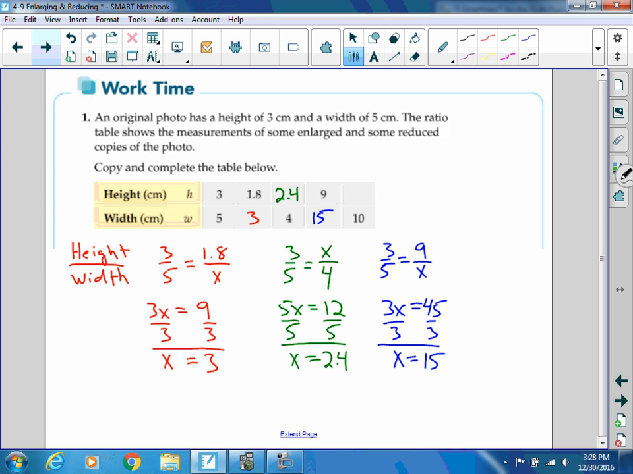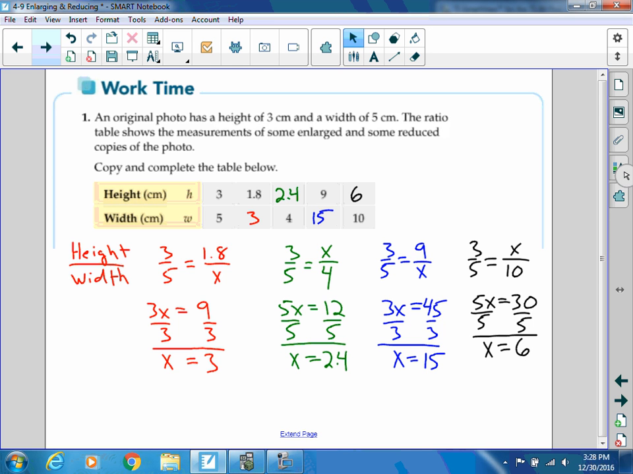Okay, the last one here, I'm still going to use the 3 over 5, but again, this time we know the width. So I have to make sure I put that 10 with my width. My width is on the bottom, so I put that on the bottom, my unknown's on top. 5 times x is 5x, 3 times 10 is 30. Now I have to divide by 5 to solve for x. 30 divided by 5 is 6. So I know that when my width is 10, my height is going to be 6. Okay, make sure you get all those. Take the time to check.